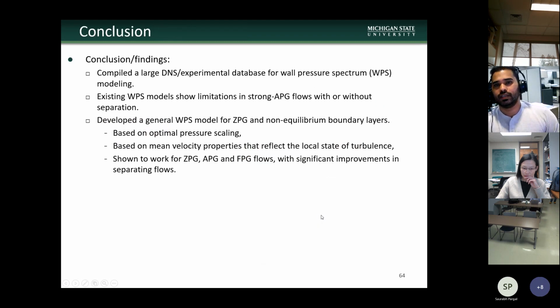All in all, in conclusion, I could say that we compiled a large DNS and experimental database for wall pressure spectrum modeling. The existing wall pressure spectrum models showed several deficiencies for different flow scenarios. So we found the correct parameters, which reflect the local state of the turbulence, and the model is shown to work for all different non-equilibrium flow scenarios.